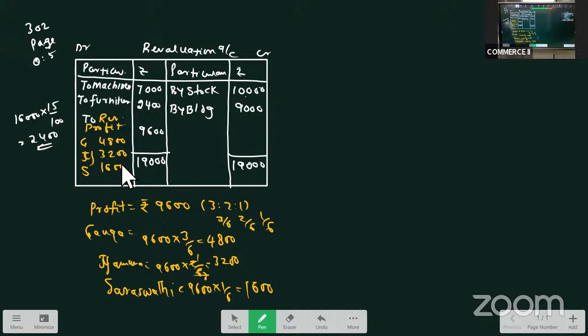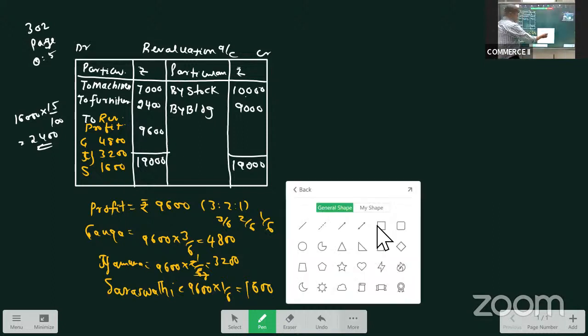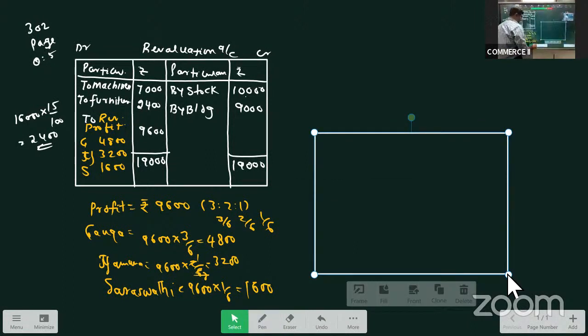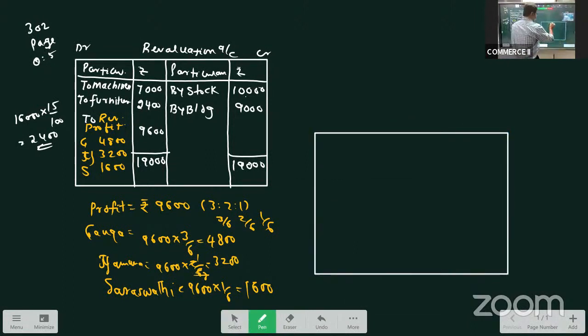Is it clear? Okay. Then, do we have to prepare cash account? The answer is no, we don't have to, because there is no effect on the cash balance. So now let us directly prepare what? Let us directly prepare goodwill account. I am preparing goodwill account.